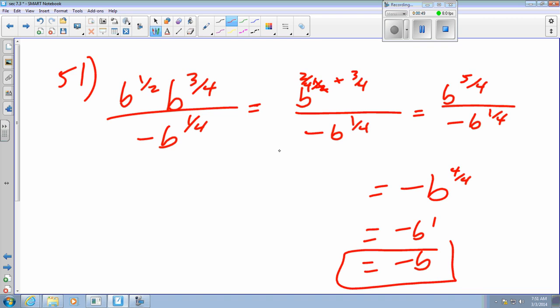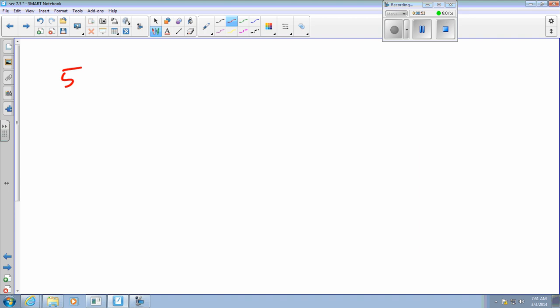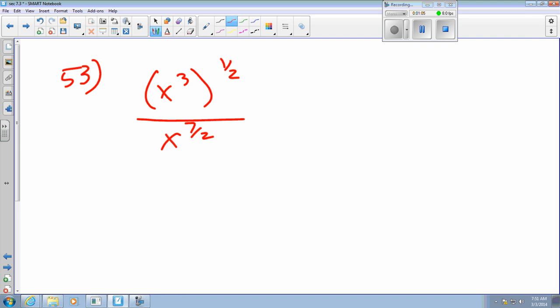Now let's take a look at question 53. 53 says x cubed to the 1/2 power over x to the 7/2 power. We know that when we do power to a power, we multiply, so 3 times 1/2 is the 3/2 power.